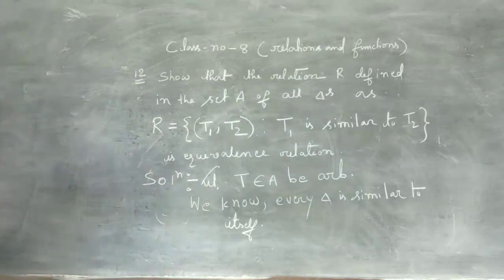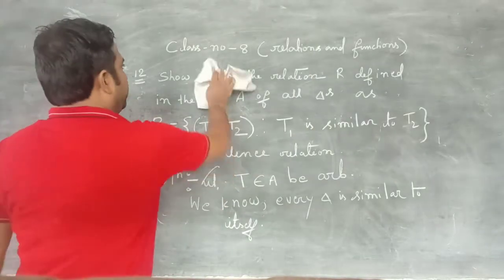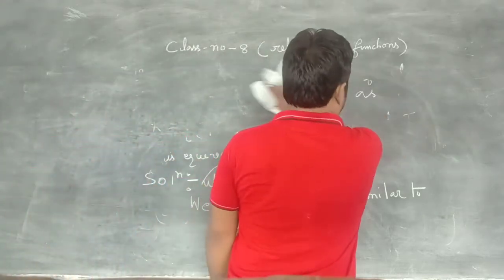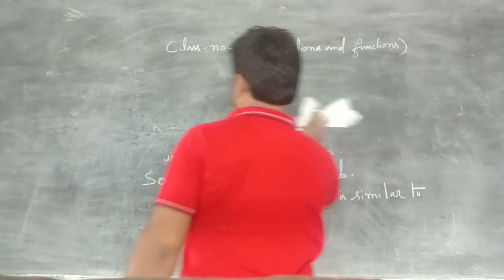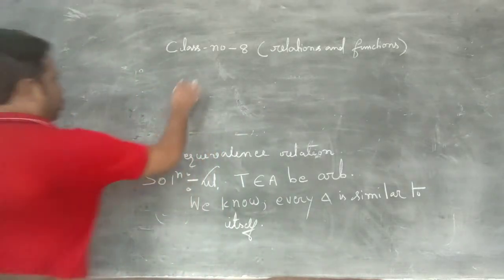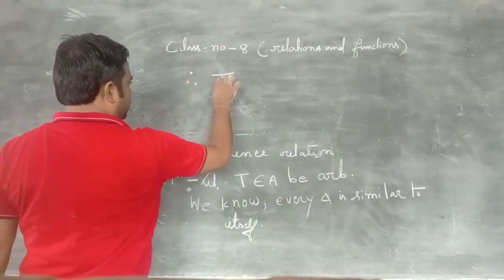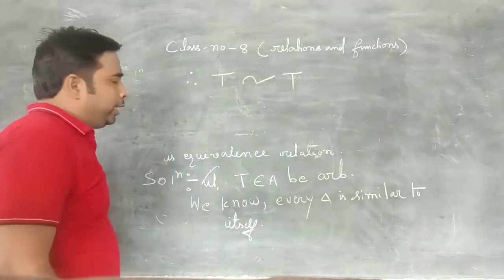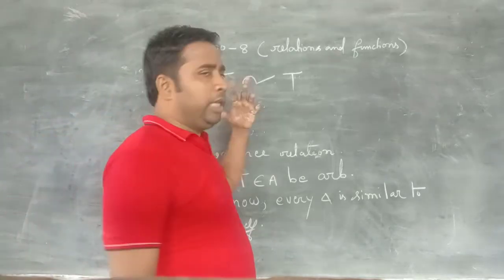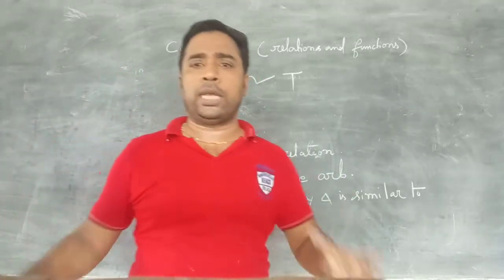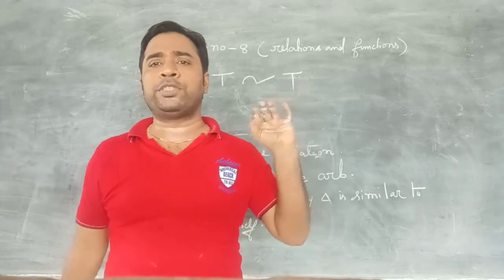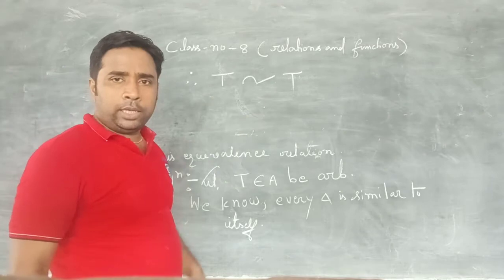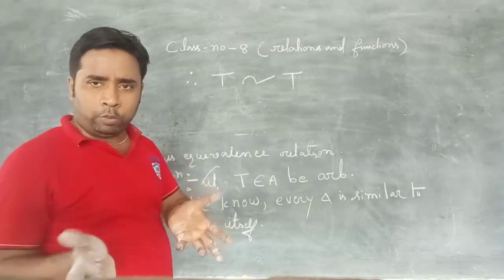Okay, that means what we can write? T is similar to T. Instead of writing T is similar to T in words, we can use this symbol also, because in class 10 you have learned that this is the symbol of similarity. So T is similar to T, that means these two triangles are similar. Since these two triangles are similar, the pair belongs to R.